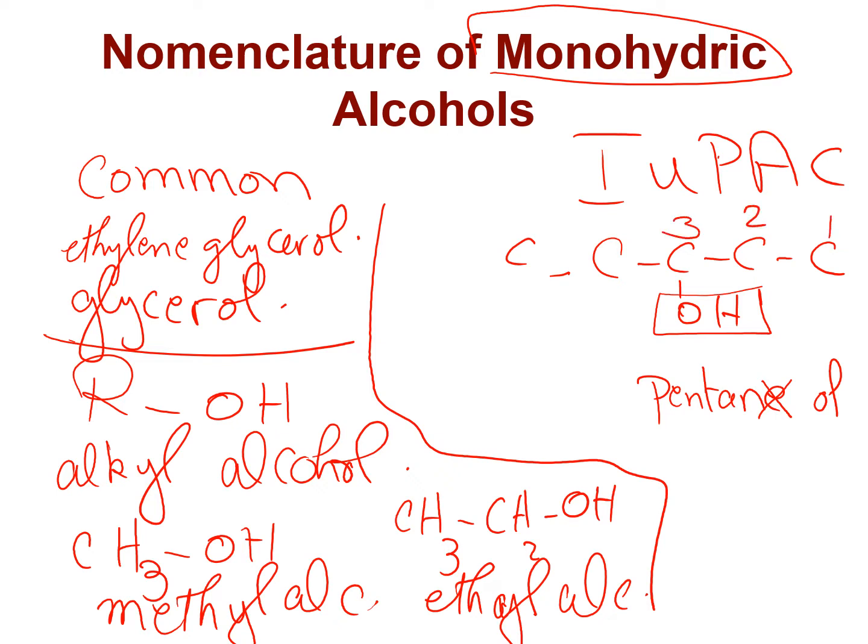By the way, if you try to number from the other side, again, it's going to be 3. So this is the 3-pentanol or pentane-3-ol. Both are correct. You can put the number at the beginning of the name, or you can put it just before the suffix of the functional group.